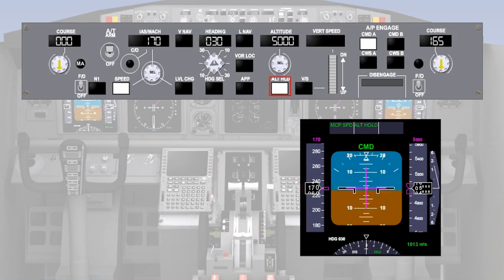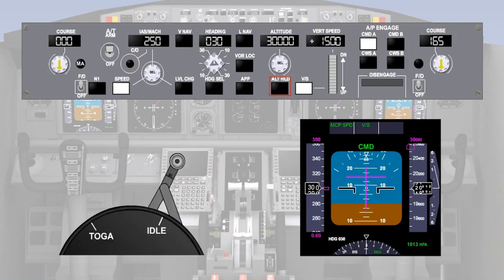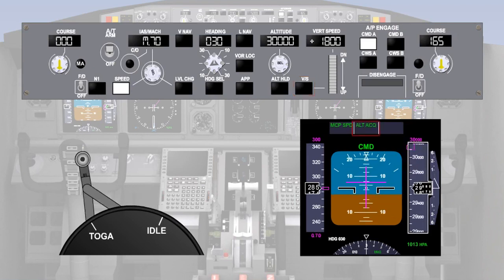During this lesson, you have learned about the modes used in the pitch or secondary axis, including altitude hold, vertical speed mode, and altitude acquire. Level change and vertical navigation will be covered in the next lesson.